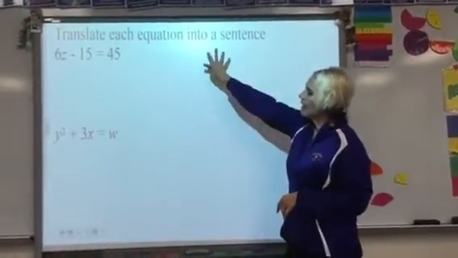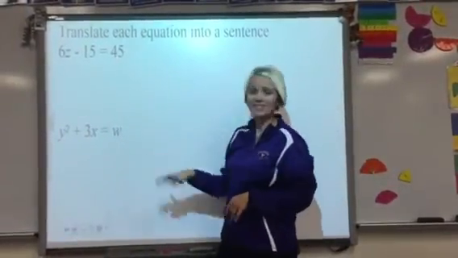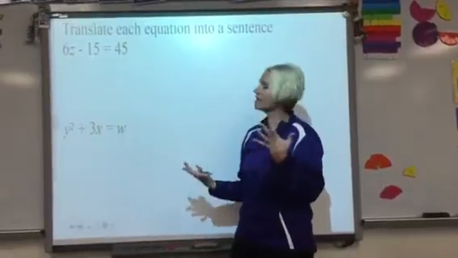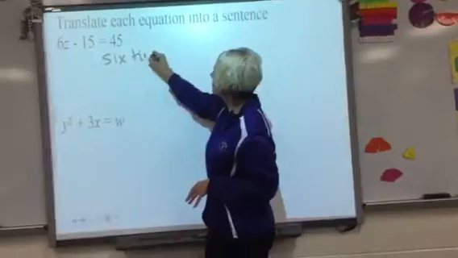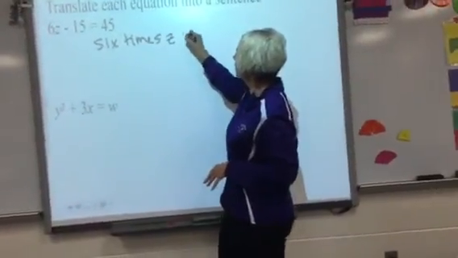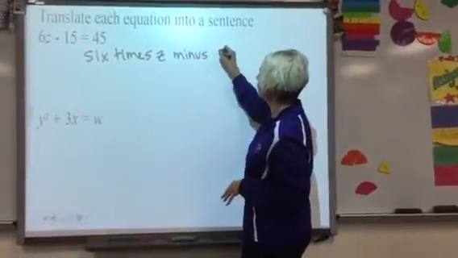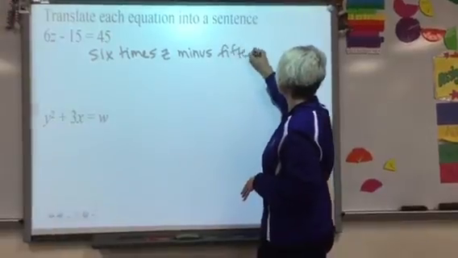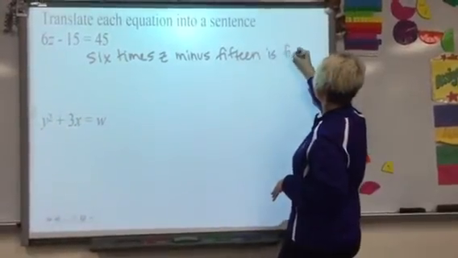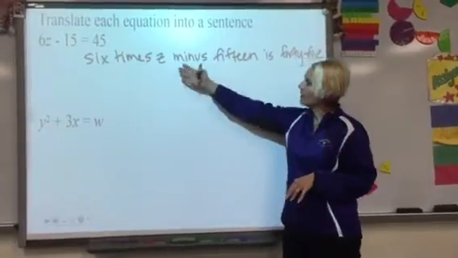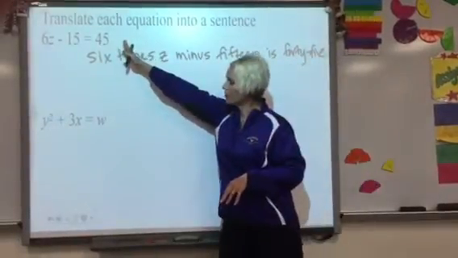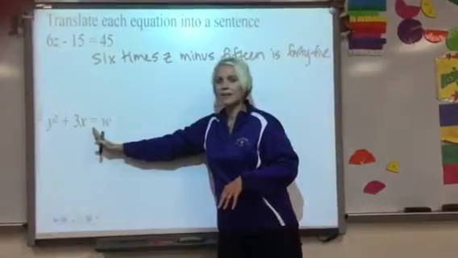Now we have an equation that we need to translate into a sentence, and we could have some differences here, but this looks like 6 times z minus 15 is 45. So I've now made a sentence from the equation. Try this one.